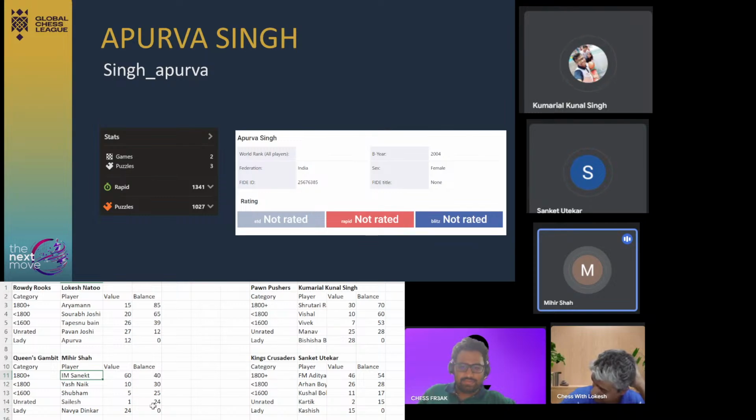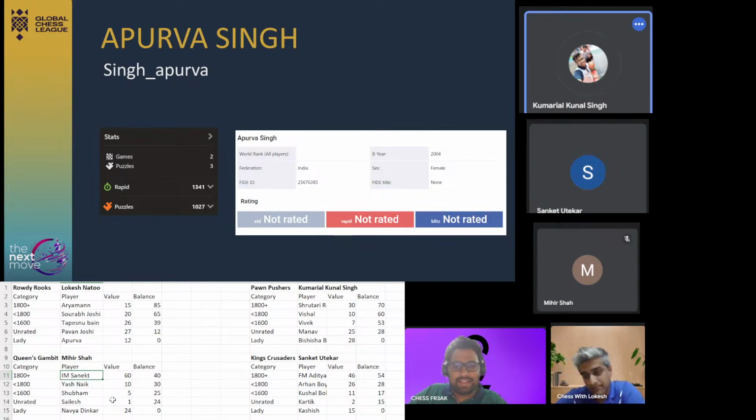Let's hope for the best. He calls it a decent team. I mean, he spent a huge chunk of his money on I am Sanket, and then for the next three players he had to settle for players at the base value. So let's see how this strategy works out for him.